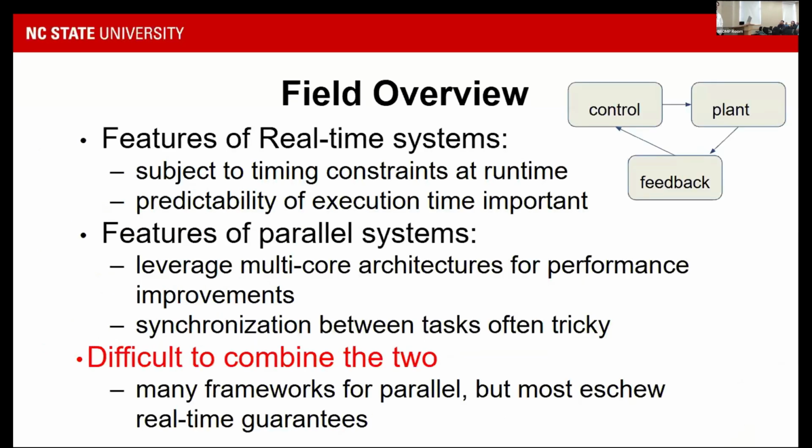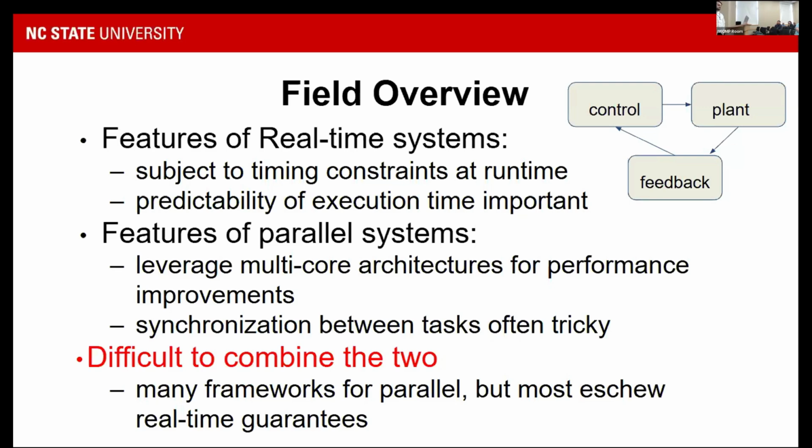So real-time systems are subject to timing constraints, and often timing constraints that can't necessarily be designed out in software. For example, if you have a car moving at 60 miles an hour, in 1 second that's 88 feet. So the compute time has a physical cost in how far the vehicle moves. You can't necessarily get away from those timing constraints in all cases, so predictability of execution time is often extraordinarily important.